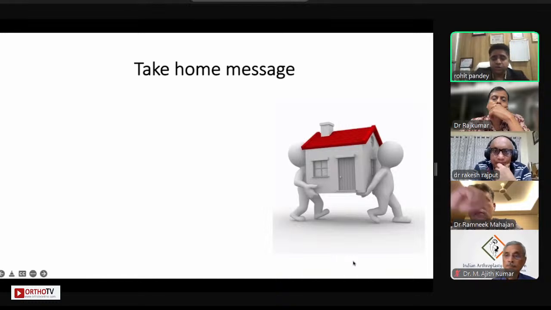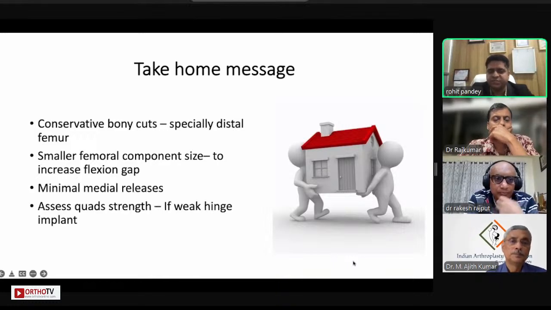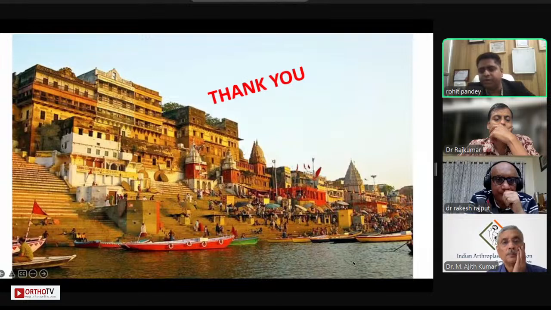Thank you so much, sir. The take-home message is: a conservative cut should be done, especially on the distal femur, with a smaller femoral component size to increase the flexion gap, and minimum releases on the medial side. Assess the quad strength. If weak, you can use a hinge implant in such cases. So, thank you so much for your time.